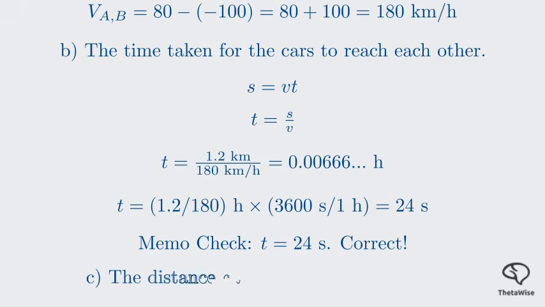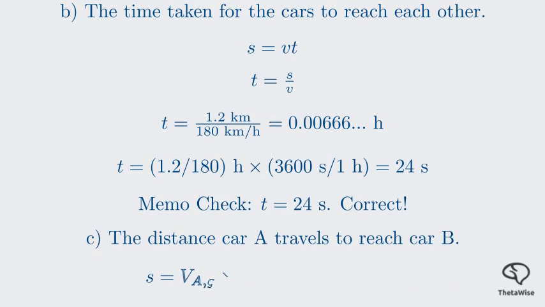For Part C, we use the displacement formula for car A. We use the same formula, s equals v times t, but this time we use the velocity of car A with respect to the ground and the time we just calculated. So s equals v of ag times t. That's 80 kilometers per hour times 24 seconds. We can't multiply hours and seconds directly.